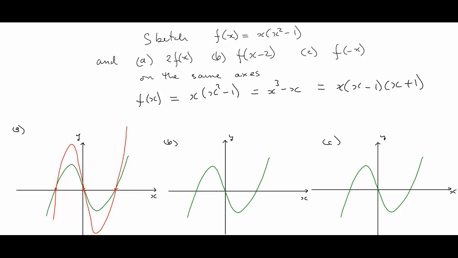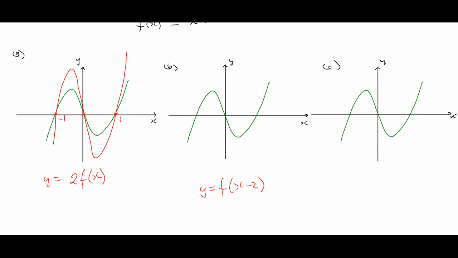When you're asked to sketch these, you must indicate the points where the curve crosses the coordinate axes. Here it is (1, 0), well that's the origin, that's already specified by the axes, and (minus 1, 0).